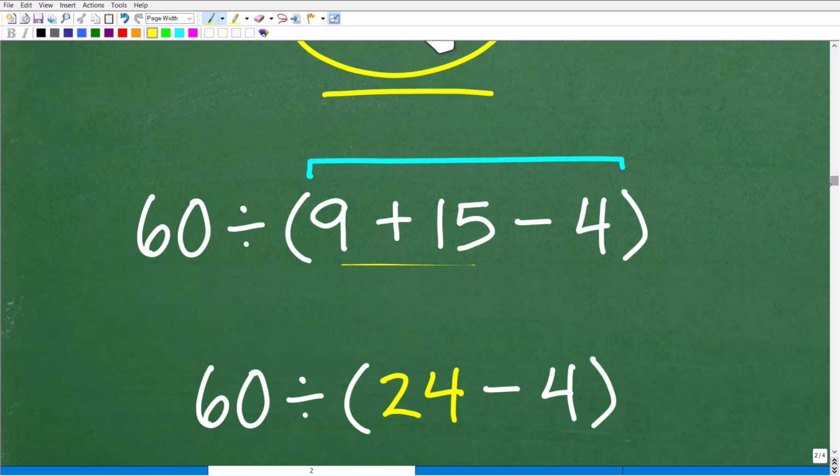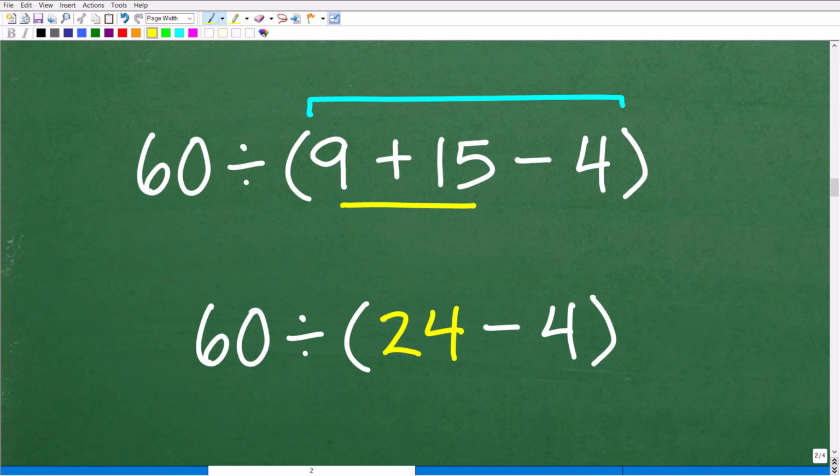Okay, back to the problem. So here we go. We have 60 divided by parentheses, 9 plus 15 minus 4. Again, we are not done with the parentheses, so we're still working that. Now we're going to take the addition before subtraction. In this case, technically you would still get the right answer even if you did the subtraction first, but we're just going to follow the strict order of operations to practice these disciplines.